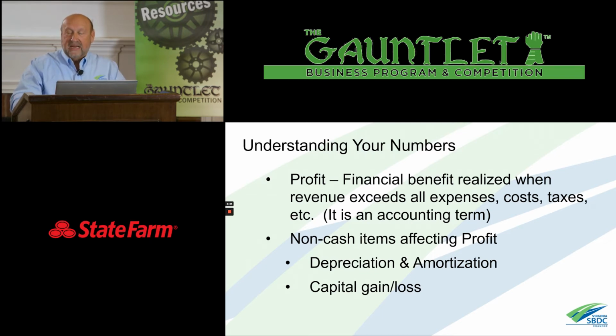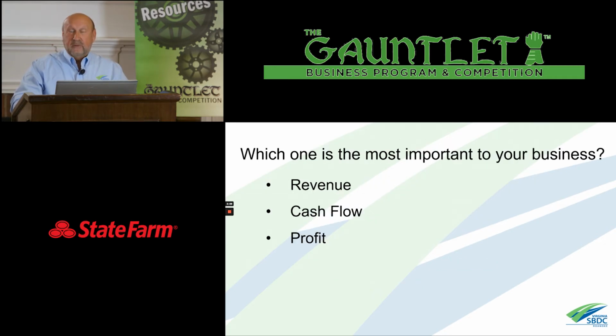There are also non-cash items that affect your profitability. One is depreciation and amortization, which means if you buy a vehicle and you spend $20,000, you're not going to be able to take off that entire $20,000 in the first year on your profit and loss statement. It has to be depreciated, which basically means you have to take it out over a period of time. There are also things called capital loss and capital gains, which would show up on your profit and loss statement but may not affect you from a cash standpoint. So now we come back to the question I asked: which one is the most important to your business? Hopefully you all selected cash flow because it is the most important.